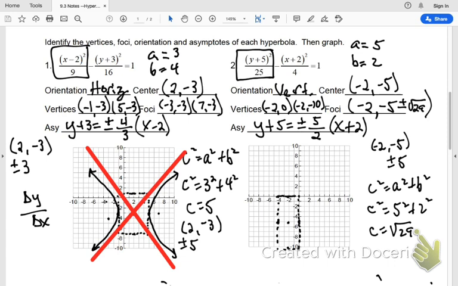All right, so let's draw the asymptotes. Usually those are dashed lines. This is just easier on here for me. I hope that's okay. And then I'm going to use these vertices that we have right here and draw the hyperbola.